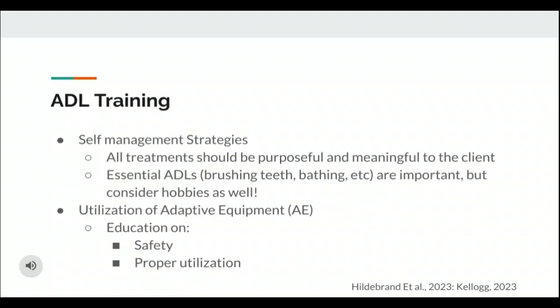As for all treatments, incorporating activities of daily living in each one is extremely important. With each task that the client performs, you want to educate them on self-management strategies and ways that they are going to be able to perform that activity. Of course, all treatments should be purposeful and meaningful to the client and they should matter to them. Even though essential ADLs such as brushing your teeth, bathing, all those kinds of things are important, we want to also consider the hobbies that they have as well.